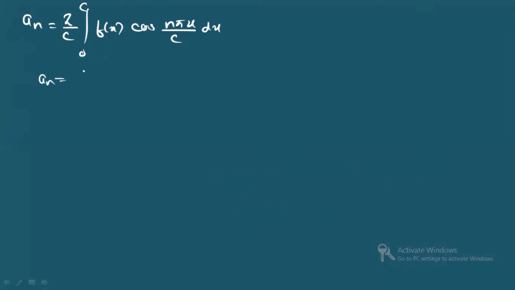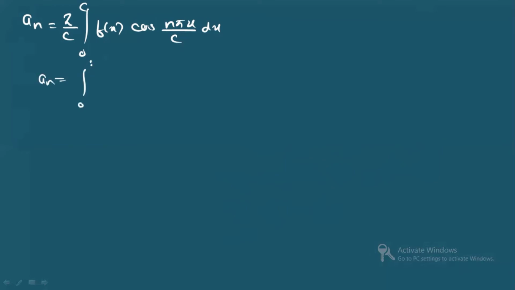Similarly, you will calculate the value of A n. So for this, what you will write? A n is equal to the same thing: 2 by c integration 0 to c, f of x cos n pi x by c dx. The Fourier series expansion is the same as we have done in the previous part. Don't get confused that something else we are doing. So it is n pi x by c. So if you see here, c is 2. So it will be 2 by 2, 1.